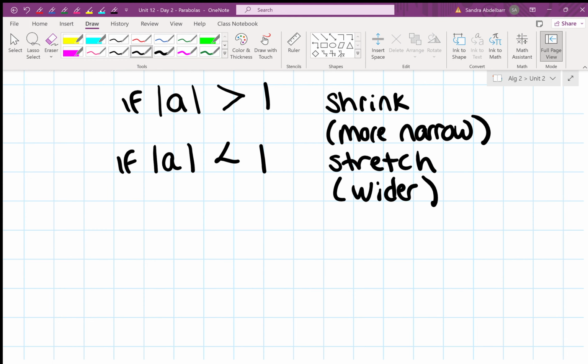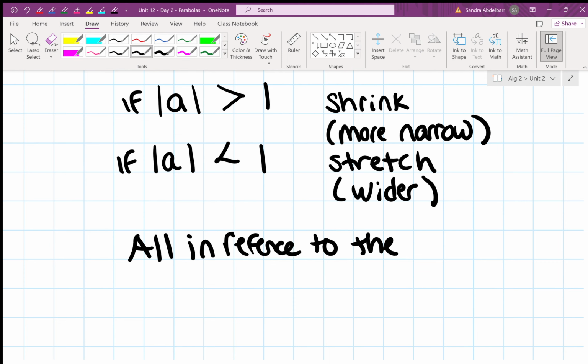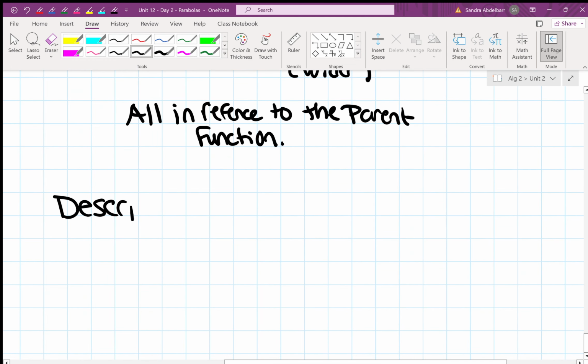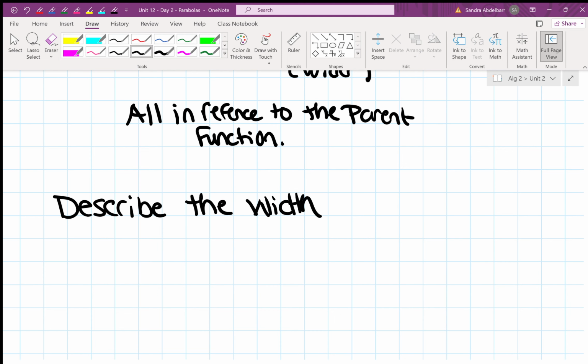All right, so there's going to be a whole section, and this is all in reference to the parent function. And remember, the parent function for a parabola has its vertex at 0, 0. There's going to be a whole section like this on your test where I ask you to describe the width. Is it big or small, compared to y equals x squared, our parent function.